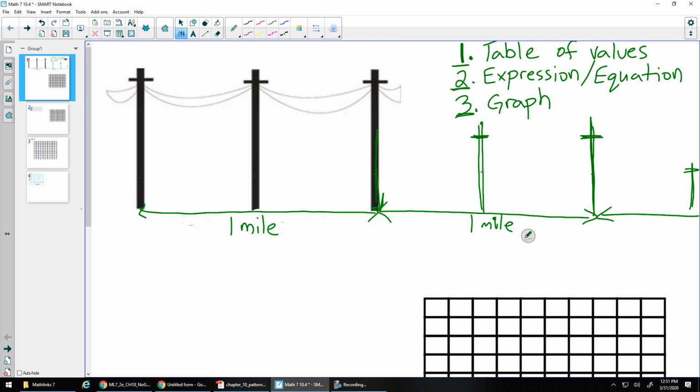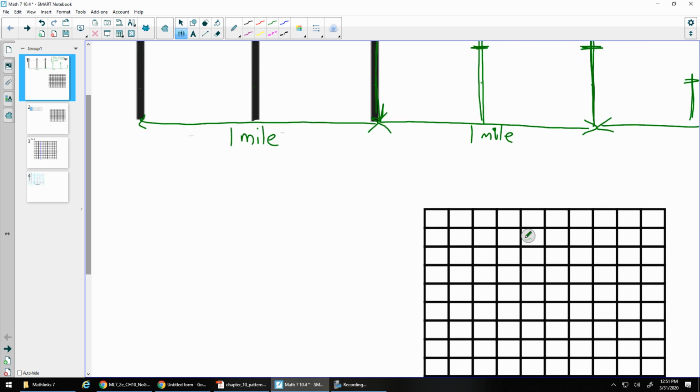Now, we can turn this pattern that we see with how many telephone poles you have for miles into a table of values. So let's do that. On our table of values, I would have number of miles first, because that is the independent value. It is the number of miles that determines how many telephone poles you need. So number of telephone poles is the other number that we're looking at. So number of poles.